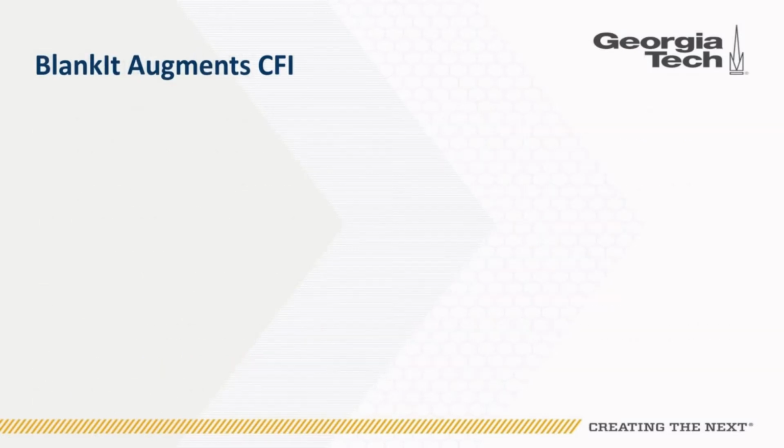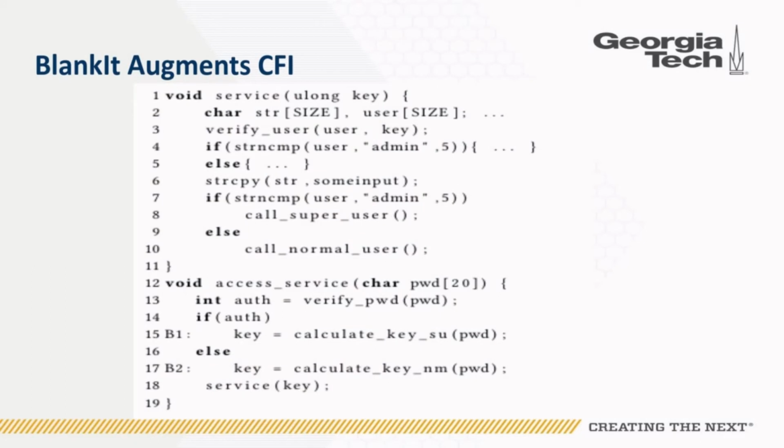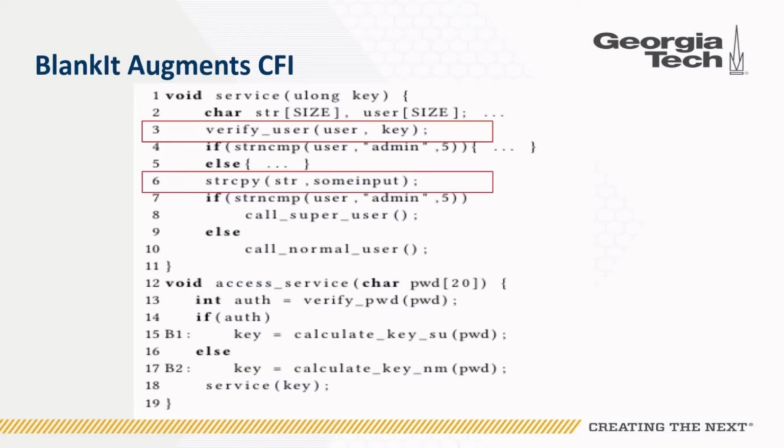For example, in this code derived from the related work, a user's credentials are verified with an input key in function service, and the result is assigned to the variable user. Input variable SumInput can be manipulated by the program user, causing a buffer overflow at line 6 and leading to superuser access at line 8. This attack is not handled by CPI or the latest CFI like PyCFI or MuCFI. But in the case of BlankIt, the call to the superuser function is not predicted and the attack is detected.